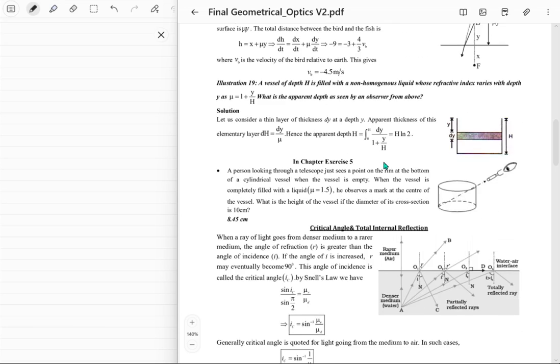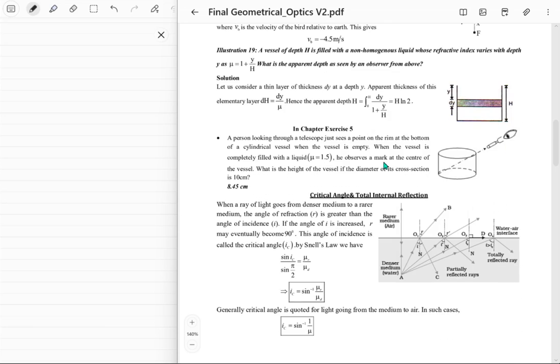Yeah, whatever. Okay, fine. A person looking through a telescope just sees a point on the rim of the bottom. So they've given us a diagram of a cylindrical vessel. Sorry, interruption. Fine. A person looking through a telescope just sees a point on the rim of the bottom of a cylindrical vessel when the vessel is empty.